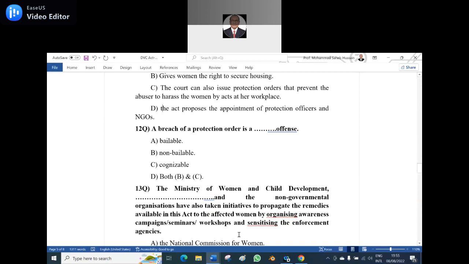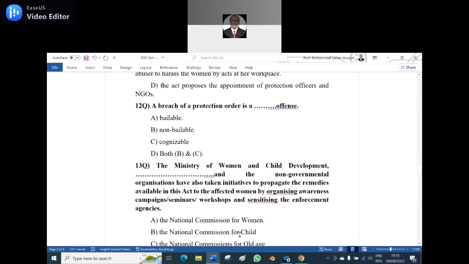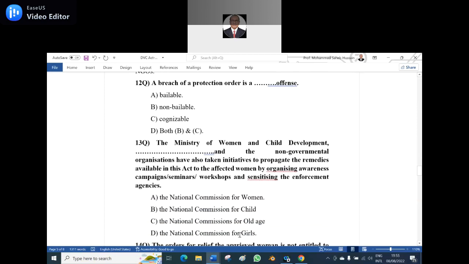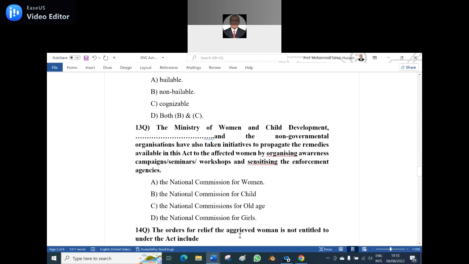Bailable? No, it's non-bailable. Yes, you are right. Because it is both non-bailable and cognizable, D is the right answer.